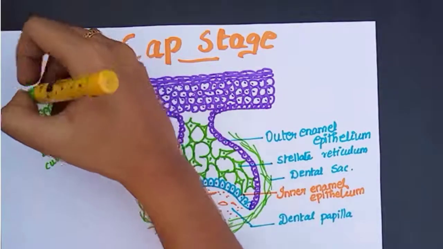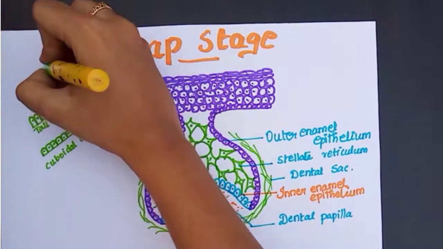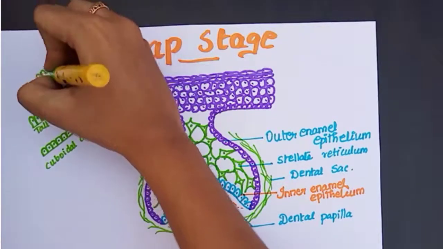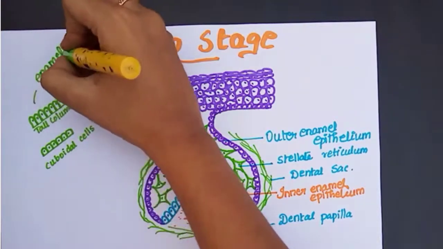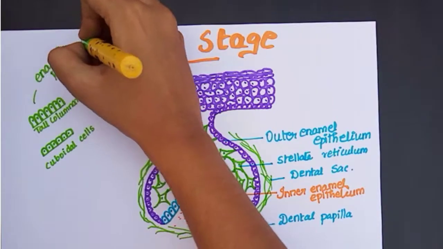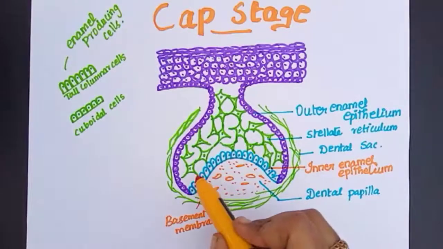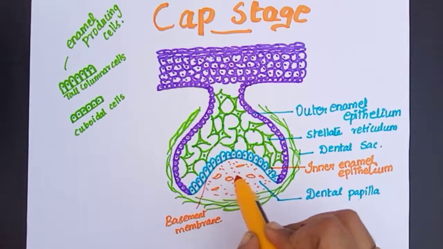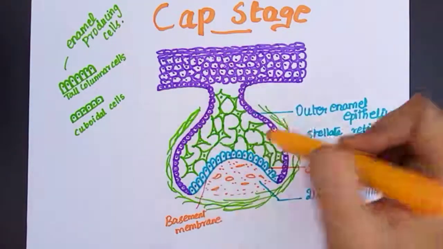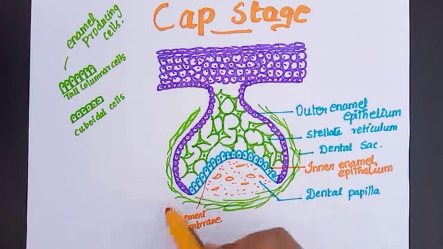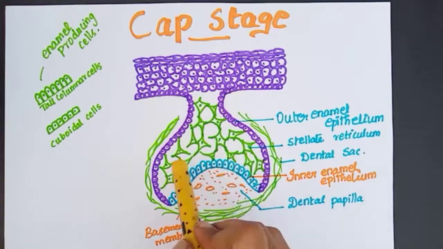And this inner enamel epithelium, that is the tall columnar cells, will further develop into enamel producing cells, that is ameloblasts, in the future stages. And the inner enamel epithelium is separated from the dental papilla and the outer enamel epithelium from the dental sac by a membrane called basement membrane. This is called stellate reticulum.